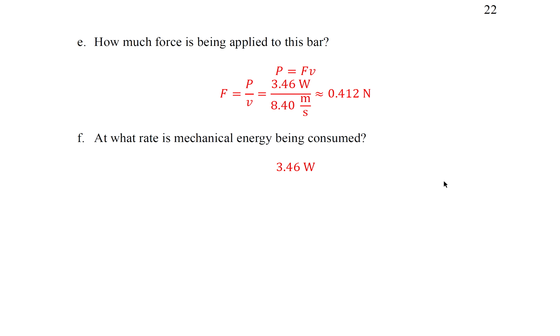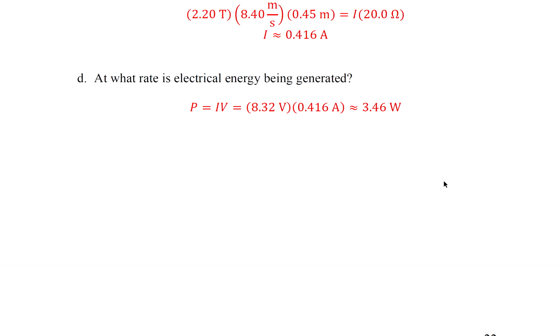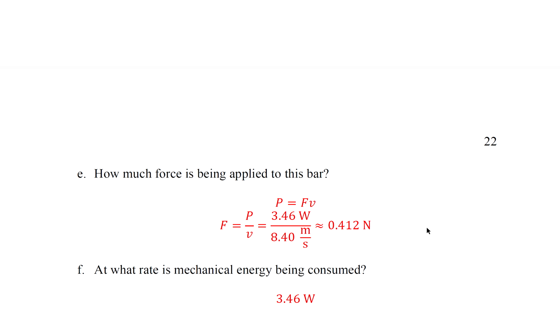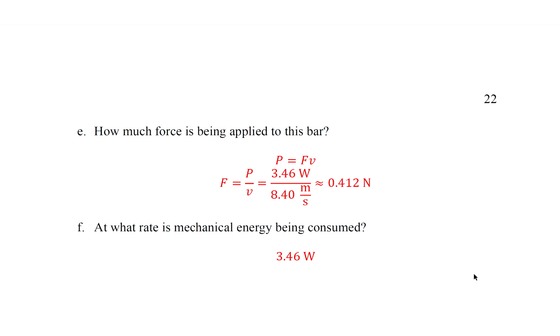Part E, how much force is being applied to this bar? P equals FV. Finally, part F, at what rate is mechanical energy being consumed? It's 3.46 watts. Why? Because that's the same as part D, and the speed of the object is constant.